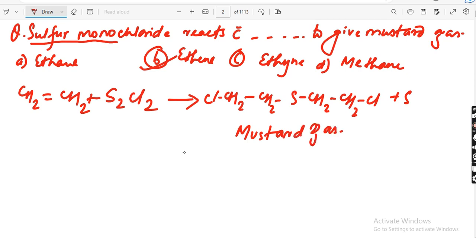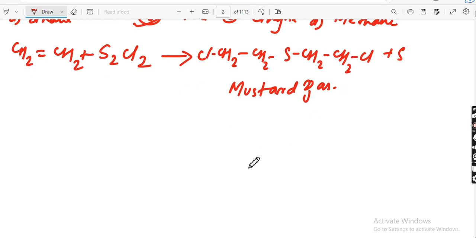Mustard is your mustard gas. Okay, so the next question is, Markovnikov's rule is applicable for unsymmetrical hydrocarbons. In unsymmetrical hydrocarbons, Markovnikov's rule is applied, right? So next question.